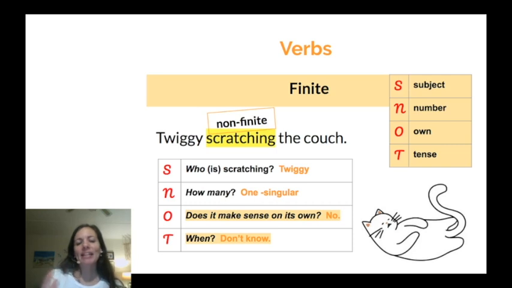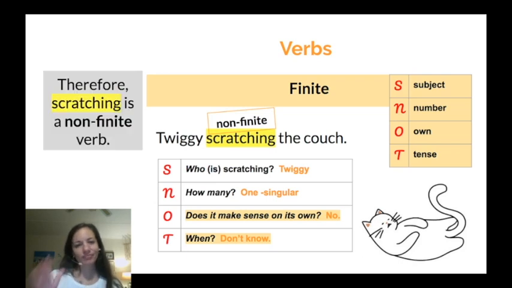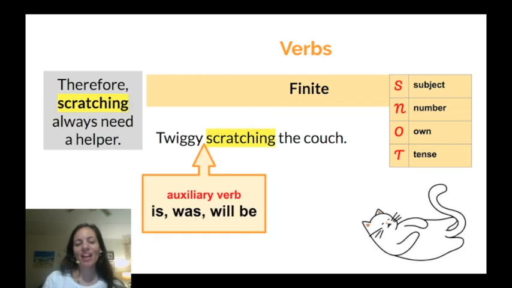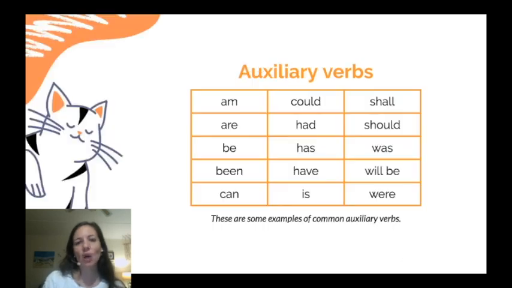But what about tense? And what about it making sense on its own? I still don't know when it happened. And I still can't say Twiggy scratching the couch, therefore, because I haven't actually got all the information I need. So in this situation, even though I have a subject, in fact, scratching is still non-finite because I don't know tense. It still requires an auxiliary verb in this situation for scratching to be used as the main verb of the sentence. I'd have to say Twiggy is scratching or was scratching or will be scratching. I could never leave it on its own.